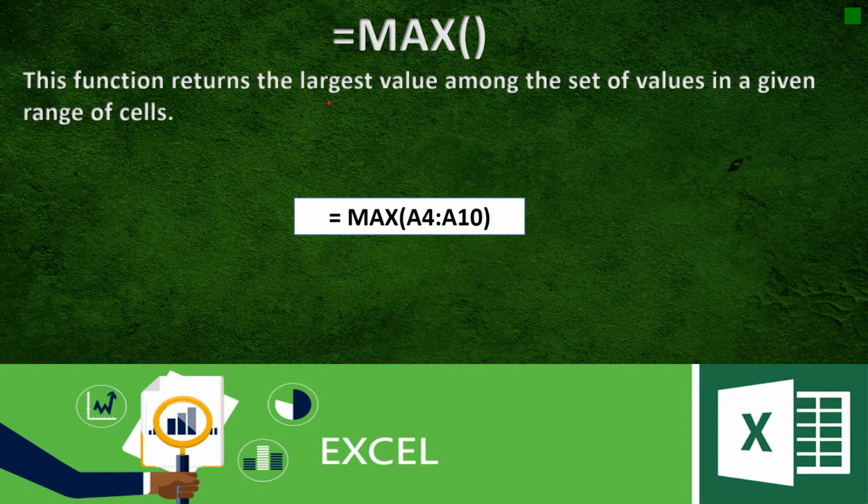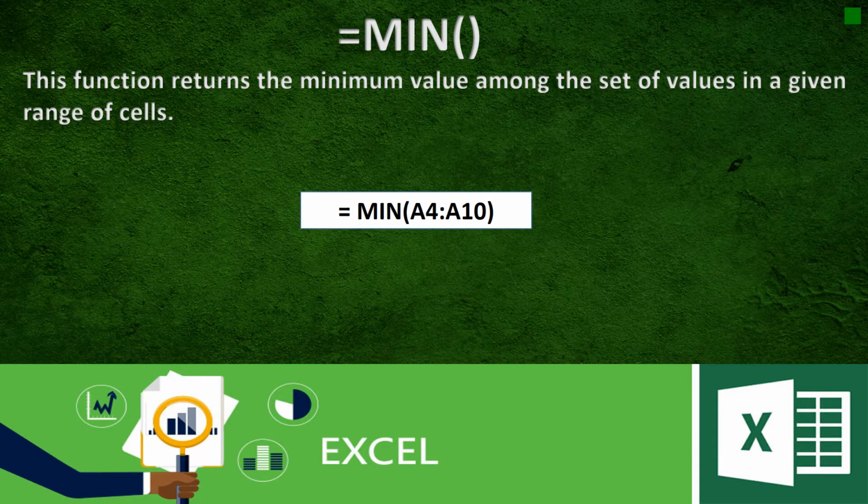Maximum function: it will return the largest value out of a set of values. The function we use for finding the maximum value is MAX(A4:A10). We can apply it vertically and horizontally also. Next function is the minimum function. In the same way, it will return the minimum value among the set of values. The function we will use is =MIN(A4:A10).